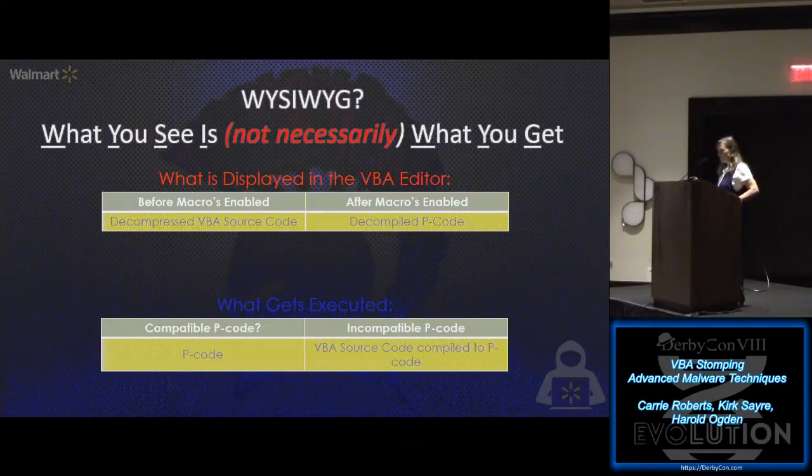So we saw that before we enabled the macros, if we went to the Visual Basic editor, what was displayed there was the decompressed source code, that thing that we had tinkered with. But when you enable macros, what actually executed was the Pcode that we hadn't played with. And then when you visit the VBA editor, you no longer see the decompressed source code that was tinkered with. You see the decompiled Pcode. So what actually gets executed, if the Pcode is compatible, it's the Pcode that will run. And so in this example, we had compatible Pcode, so the Pcode ran, not our tinkered VBA source. But if the Pcode's incompatible, Word will take that source code, recompile it, and run that Pcode, and those two things will match.